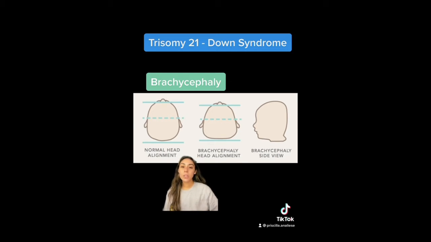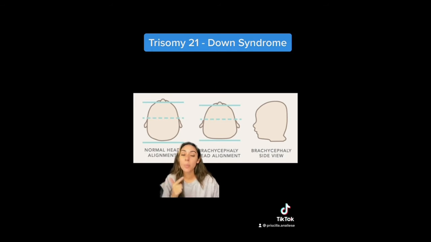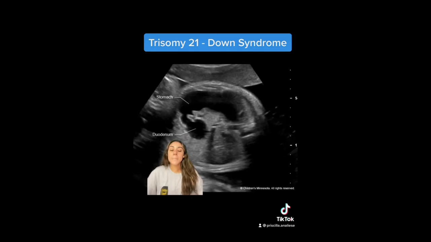The first physical feature that goes with trisomy 21 that I'm going to go over is called brachycephaly. And that is basically when the back of the skull is very flat. As you can see in these images, this is a normal skull, and then the other two show you how the backside is just completely flat. Some other physical features that tag along with brachycephaly is having a flattened nasal bridge, round or small ears, and then a protruding tongue.